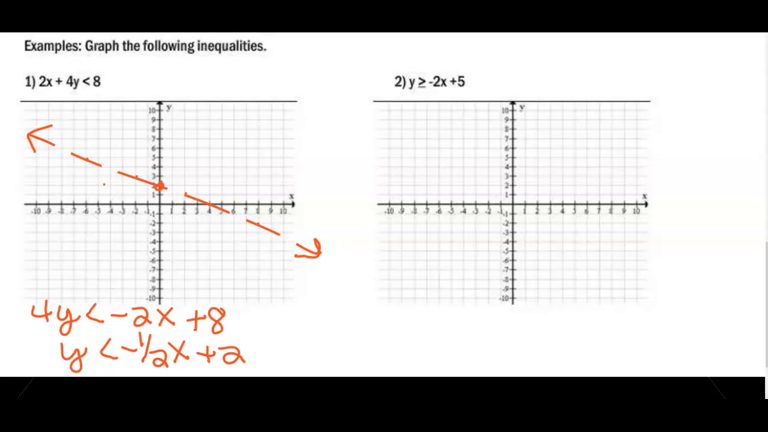And then the next part is the shading. For the shading, I'm going to look at this equation where y is isolated. So y is less than, so the y values have to be smaller than my graph. This is y less than. This is your y-intercept, my y-intercept is at positive 2.